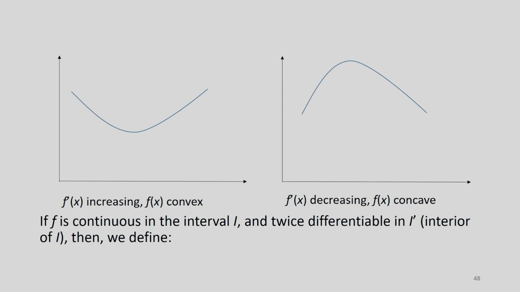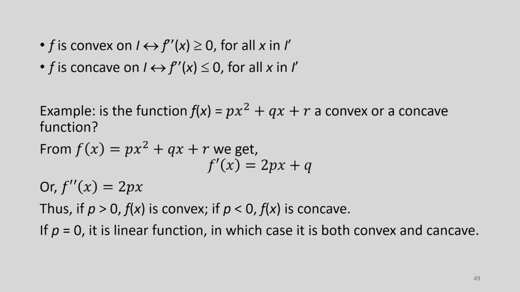If a function f is differentiable and twice differentiable in the interior of I, f double dashed is defined in the interior of I, and it is continuous in that interval I, then we define f to be convex in I, and that statement is equivalent to f double dashed of x is greater than or equal to 0 for all x in the interior of I, and f is concave in I, that statement is equivalent to f double dashed of x is less than or equal to 0 for all x in the interior of I.